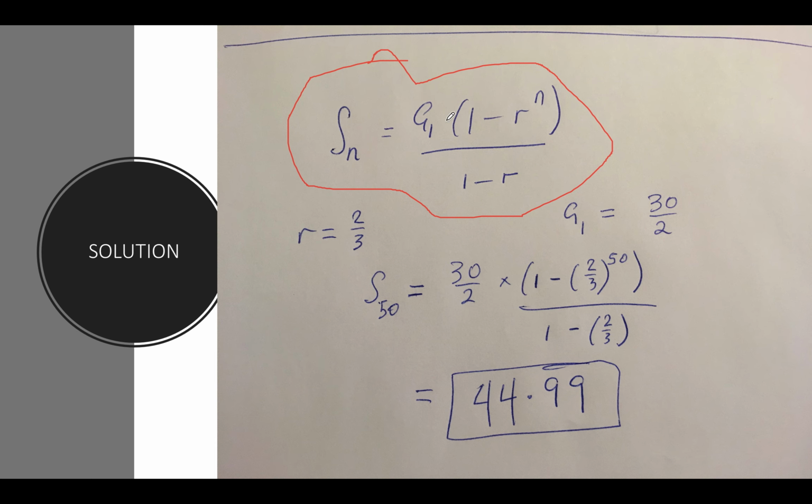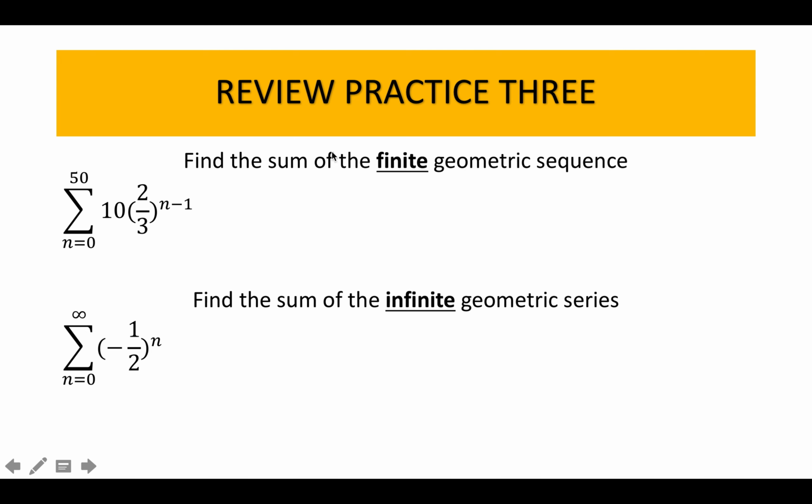Again, you take the first element, A1, which is 30/2. You take R, 2/3, and just plug it in. And let your calculator do the magic for you. How do I know what R is from here? Some of you may ask me, how do you know what R is? Well, right here, R is a term. You get used to seeing this. This is not an obvious way of doing it.